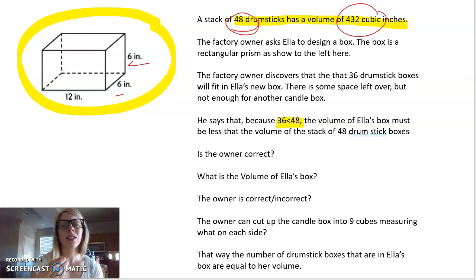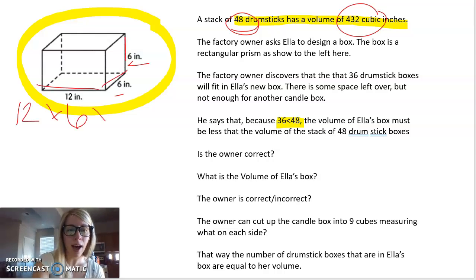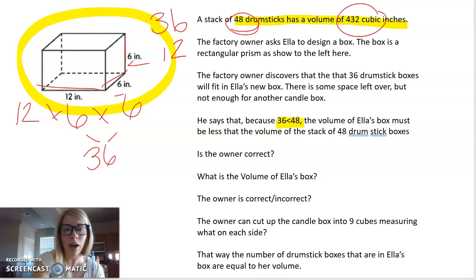So we're trying to figure out if there can be more than 36 boxes within this shipping box that Ella created. So how we need to find that is we need to do length, which is 12, times width, which is 6, times the height, which is 6. So I'm going to do 6 times 6 first because I know what that is. And then I'm going to multiply 36 by 12.